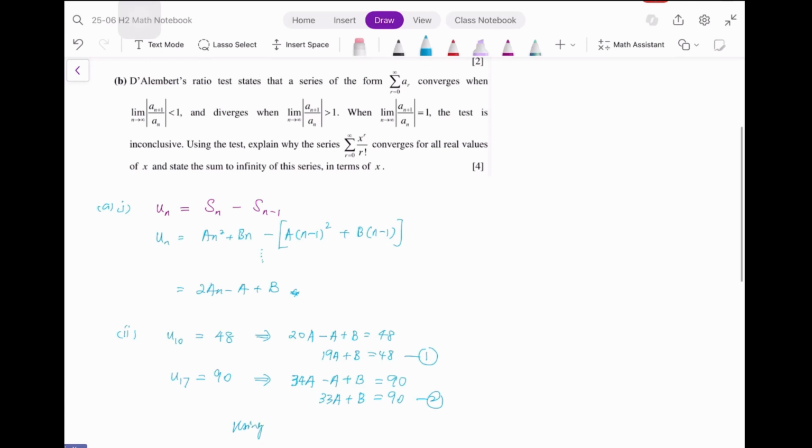Using the GC if you're lazy, but this is not a difficult elimination. a equals 3, b equals -9. Okay, so I will leave it like that.